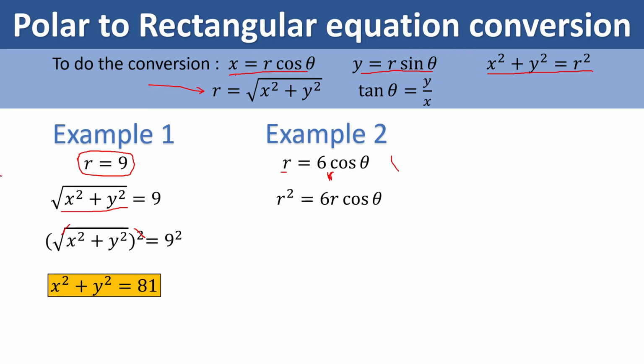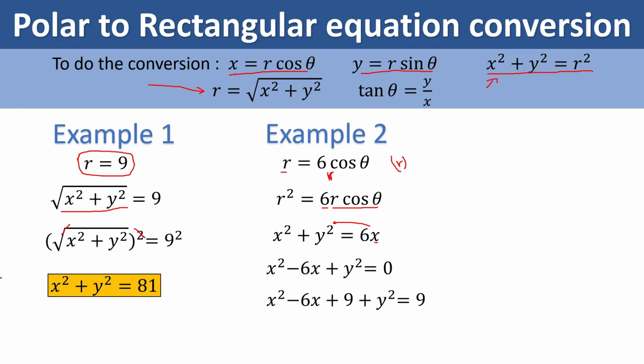Then I multiply everything by r. And when I multiply by r, I get r squared, and r squared is x squared plus y squared, equals 6, and r cosine of theta is x. And now we move this to this side, and now do completing the square. 6 divided by 2 is 3, squared is 9, and I add 9 to both sides to complete the square. And finally this is a circle with center 3, 0, and radius 3.